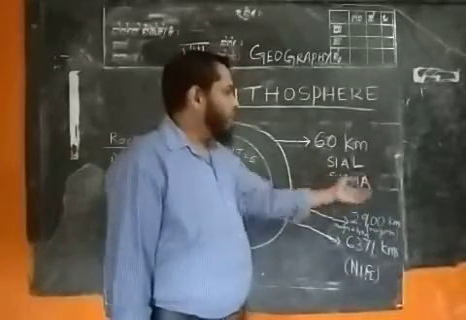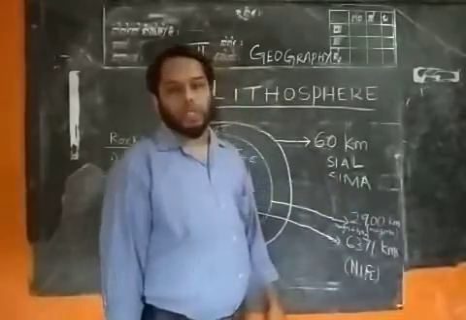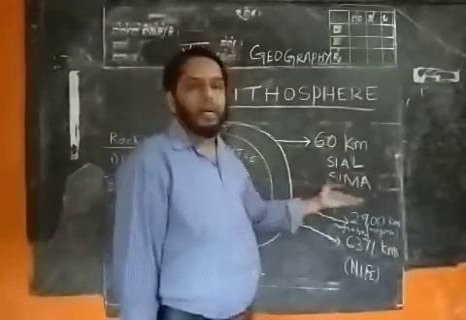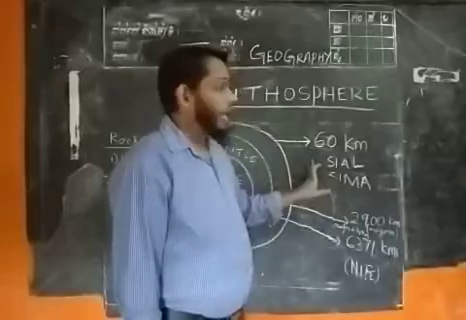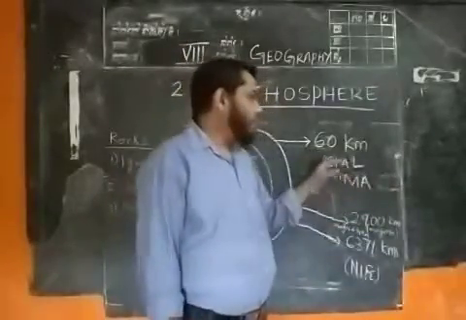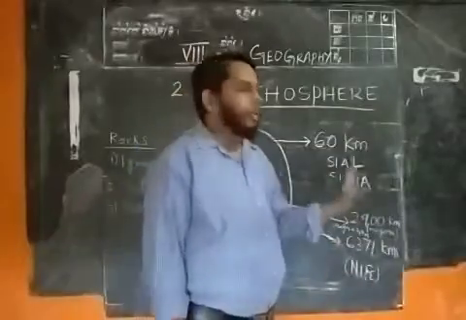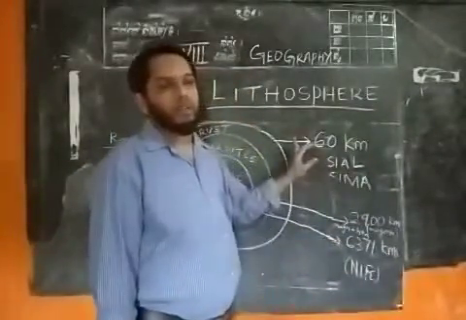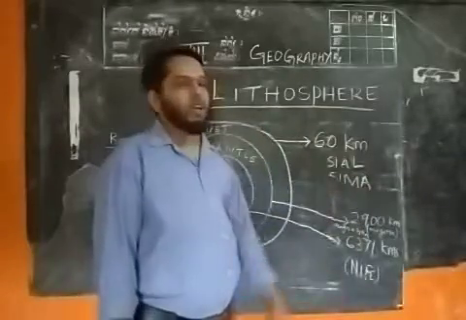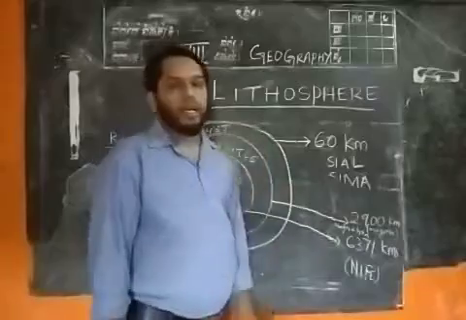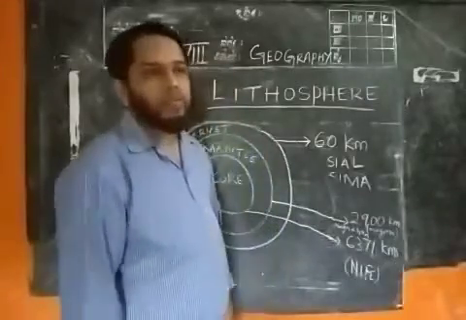Sima is the sphere of oceans. In the ocean we can see the presence of silicon and magnesium, whereas in land we can see silicon and aluminium. So we call it Sial and Sima, and its depth is 60 kilometers. From the surface of the earth to the interior it is 60 kilometers. That is the depth of the crust, the outermost layer of the earth.